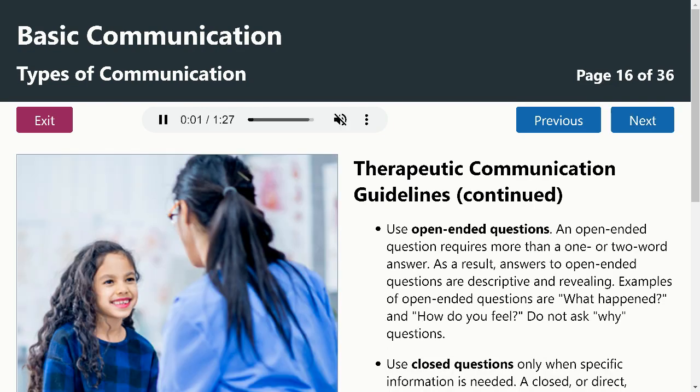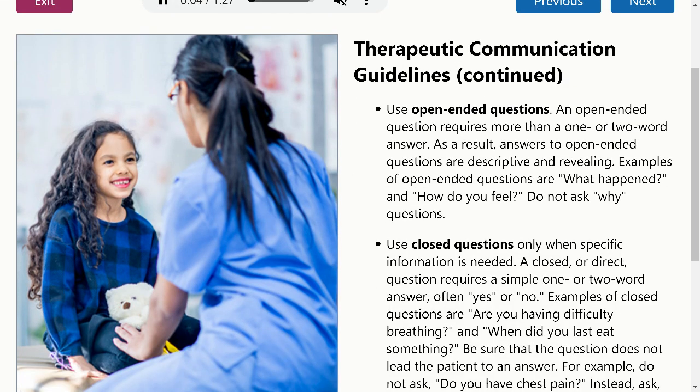Therapeutic communication guideline. All right, so you should use open-ended questions. An open-ended question requires more than a one or two word answer. As a result, answers to open-ended questions are descriptive and revealing. Examples of open-ended questions are what happened and how do you feel. Do not ask why questions. Because you want them to be able to describe or give you more information as to what they're asking.